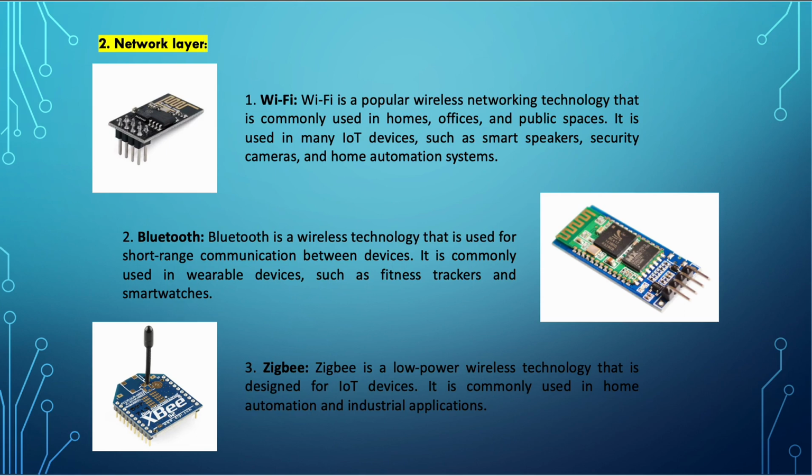First and foremost is Wi-Fi. There are small Wi-Fi chips or cards or boards available that, when connected to the embedded system, allow the actuators and sensors to transfer data through Wi-Fi. Wi-Fi is a popular wireless network technology that is commonly used in home, office, and public spaces. It is used in many IoT devices such as smart speakers, security cameras, and home automation systems.